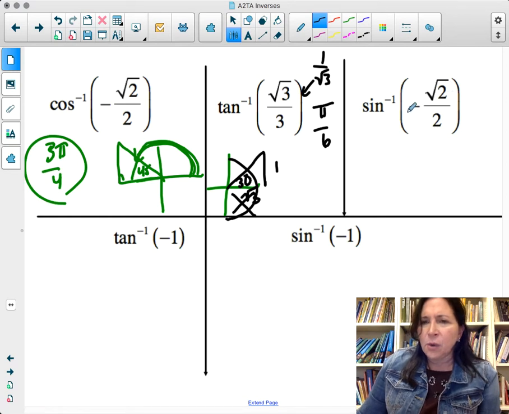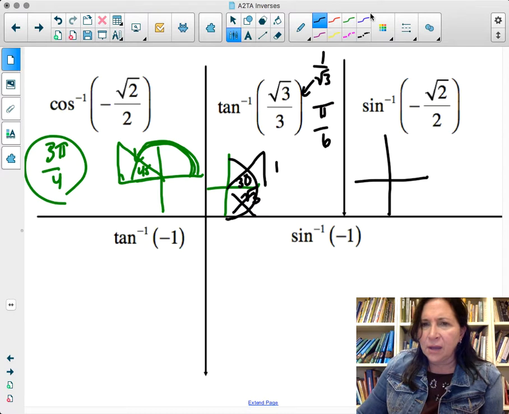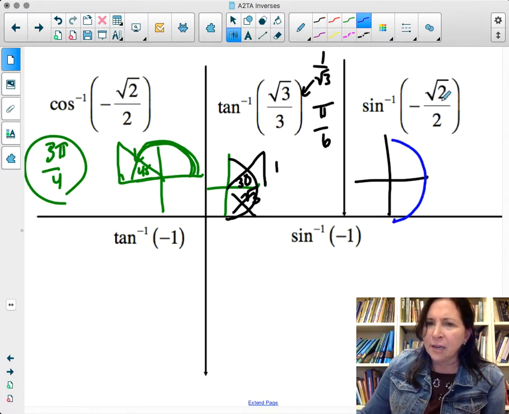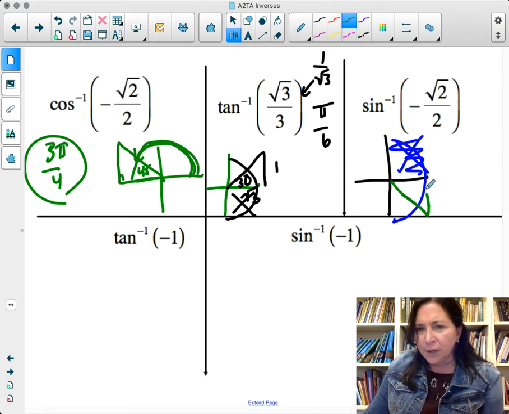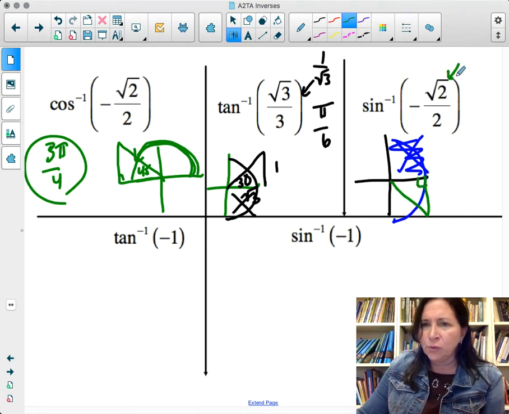This one is saying, where is sine negative root 2 over 2? Now keep in mind, sine can only be in first and fourth quadrant. But negative root 2, so it can't be in the first quadrant because in the first quadrant sine is positive. So that limits us to being in the fourth quadrant. And we know, again, root 2 over 2 is a 45-degree reference.